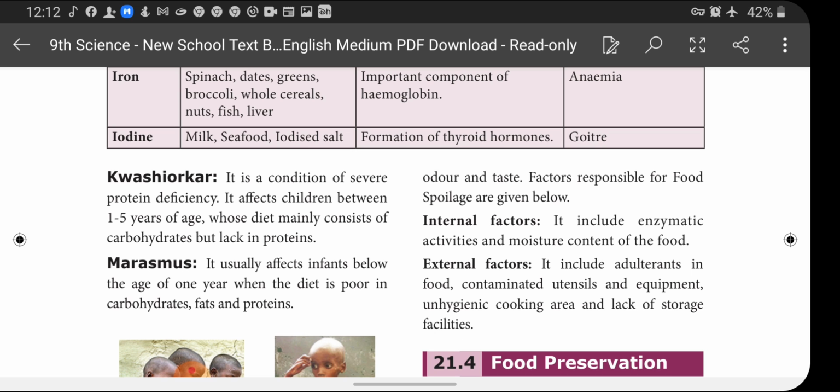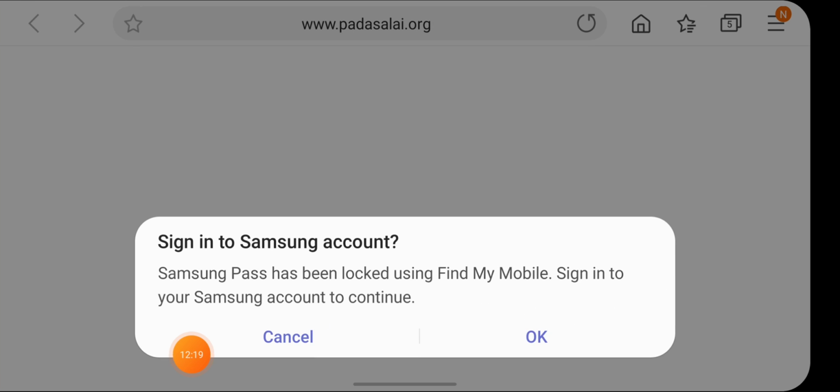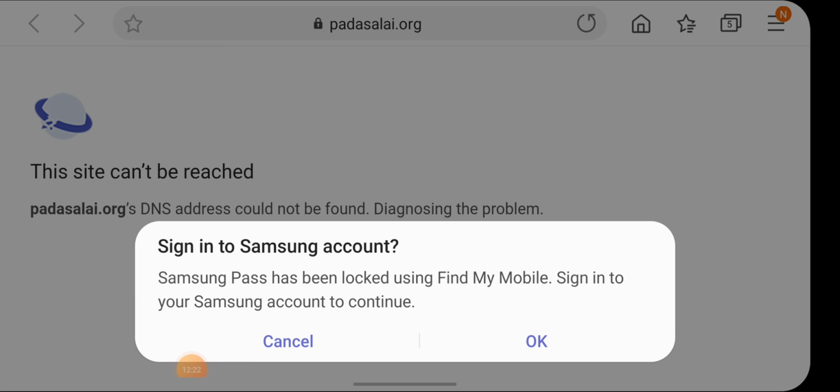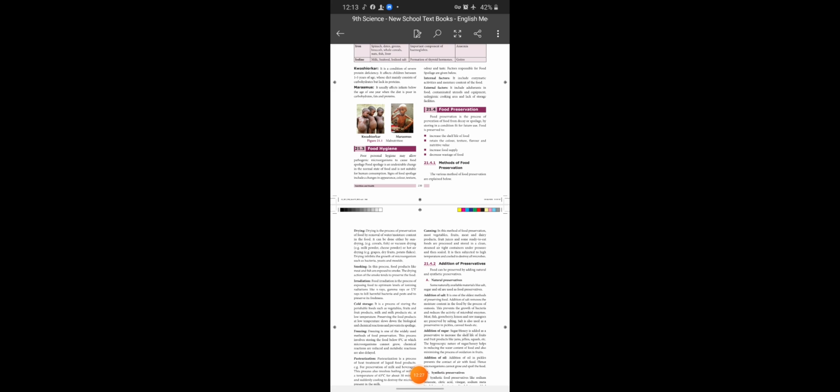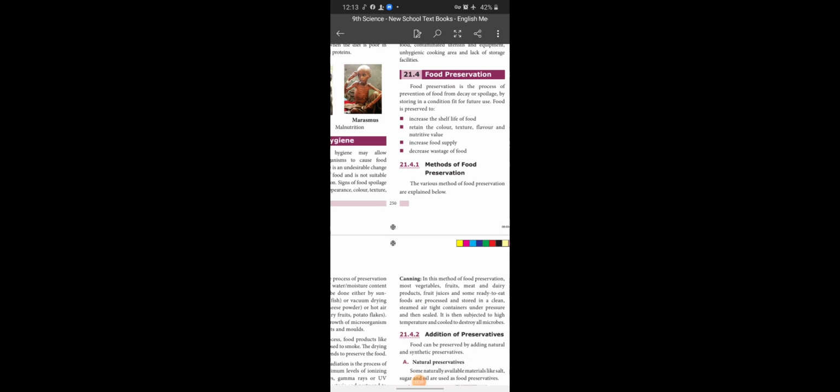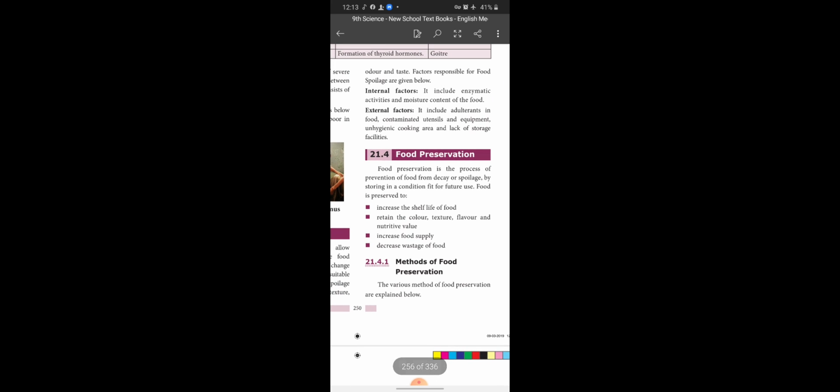Then external factors. Okay, next, sorry children, some inconvenience in between. External factors include adulterants in food, contaminated utensils and equipment, unhygienic cooking area and lack of storage facilities. So these are the various external factors which cause spoilage of food.